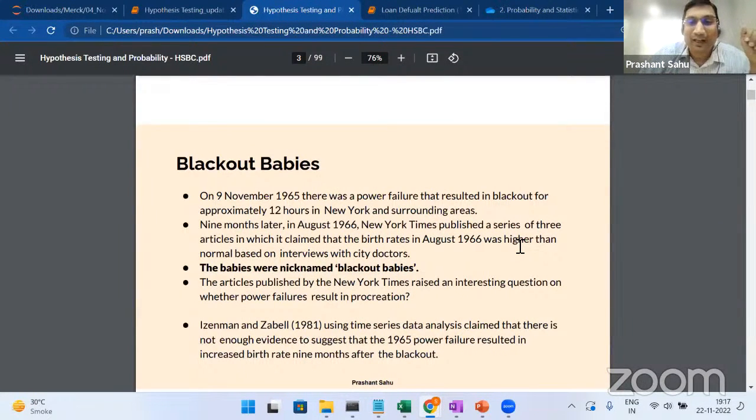I'm not saying that the New York Times published that article deliberately, but it could be just a misguided article altogether. And that was proven by these 2 statisticians because they studied real data, not just doctor interviews. They pulled out the entire record book of each and every hospital within New York City and the surrounding areas. And with data, they proved that there is not enough statistical evidence to say that this additional birth was due to that power failure.